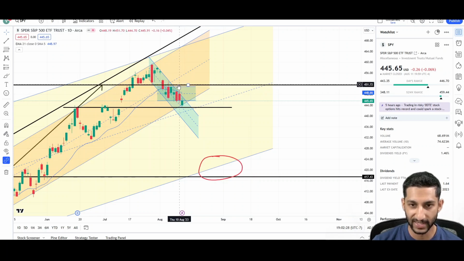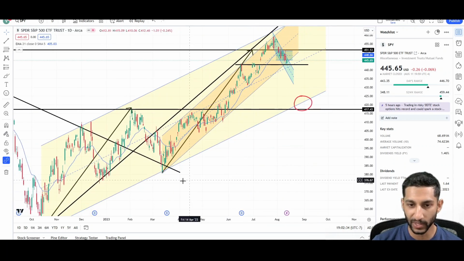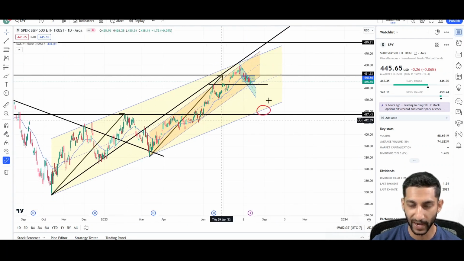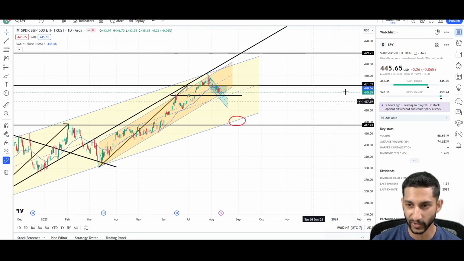So twice it tested this level for resistance. So even if we go back up to it, there's a good chance we'll find resistance. So basically the SPY overall, I'm bullish as long as we stay within the macro structure. As long as it's not invalidated, I'm looking for higher price targets. But in the short term, I'm looking for lower price targets because we're in this downtrend.